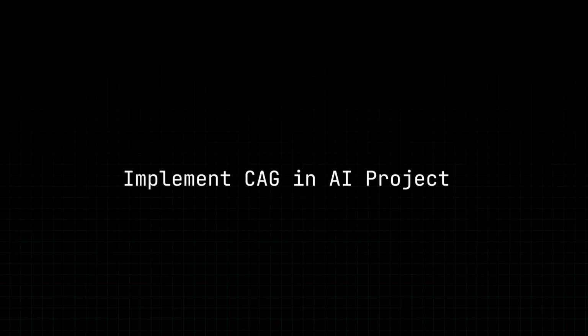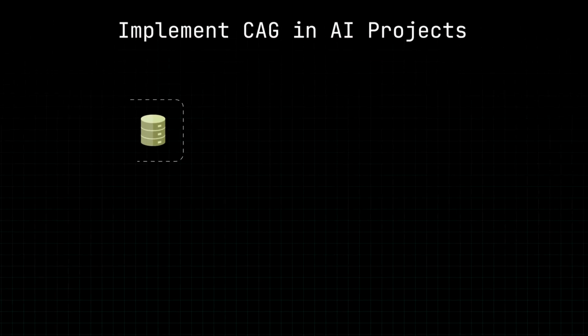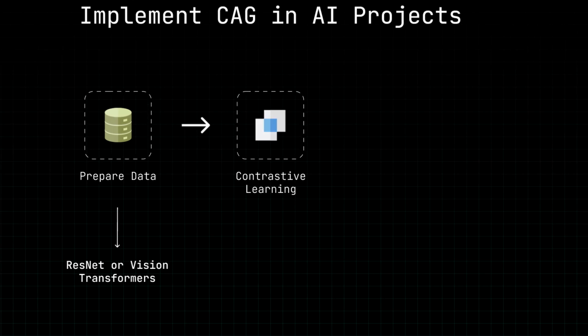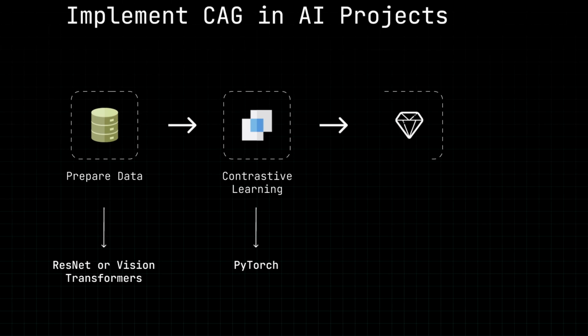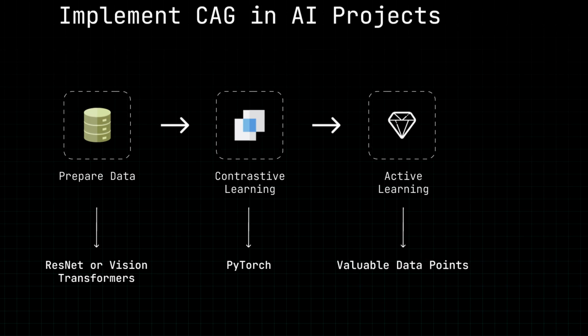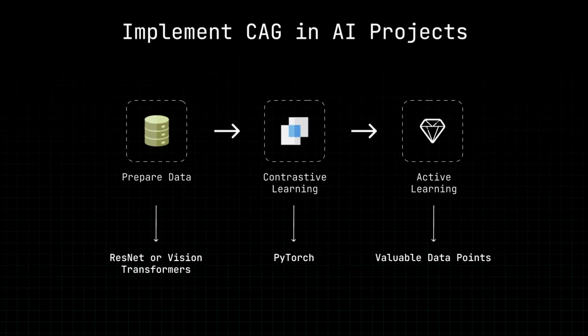How can you implement CAG in your AI projects? If you want to start using CAG, here's the process. First, prepare your data by extracting features using ResNet or vision transformers. Apply contrastive learning using loss functions like InfoNCE loss or triplet loss in PyTorch. Integrate active learning methods so AI learns only from the most valuable data points. Once you follow this approach, your AI will be smarter, faster, and more accurate.